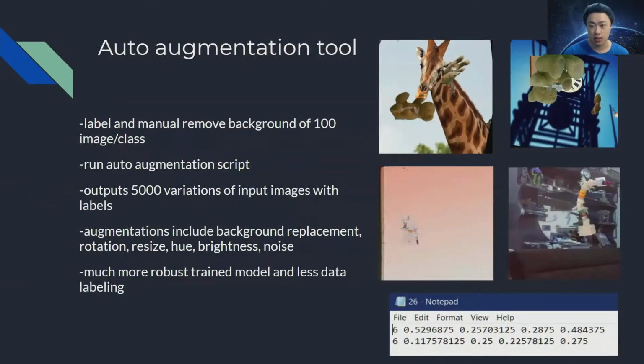To create the dataset to train YOLO v5 and ResNet 18, I created an auto-augmentation tool. This tool takes in about 100 or so images per class with the background manually removed. Then it randomly pastes the object onto random backgrounds and adds other augmentations such as rotation, position, size, hue, noise, brightness. We found this to greatly increase the robustness of our model without having to manually label huge datasets.